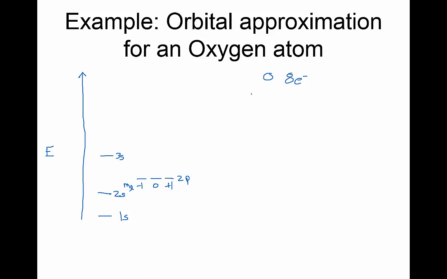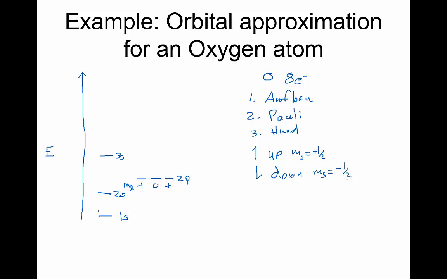So we're going to follow first our 3 rules: Aufbau, Pauli, and Hund. Aufbau says we're going to fill from low energy to high energy, so we start at the bottom of the ladder. I'm going to draw a half arrow like this to represent spin up, and that's an m sub s value of +1/2. And then a little half down arrow to represent spin down, and that'll be an m sub s value of minus 1/2. So here we put one electron in the 1s, filling from bottom to top.